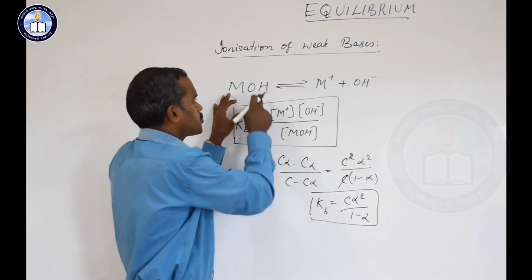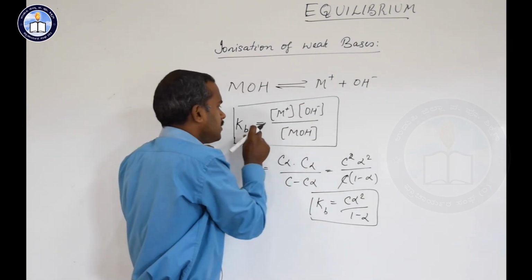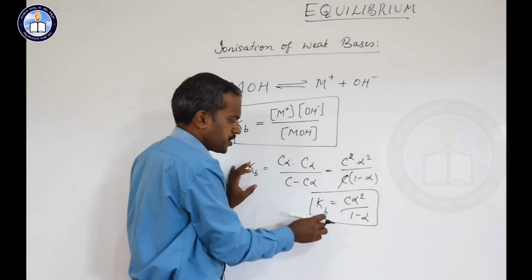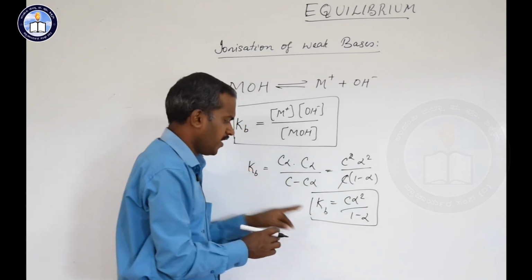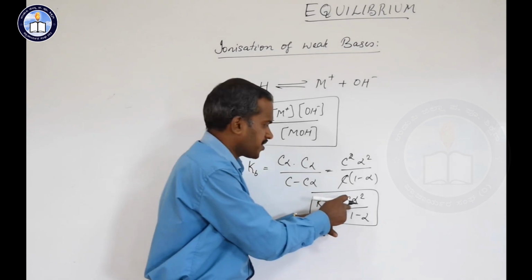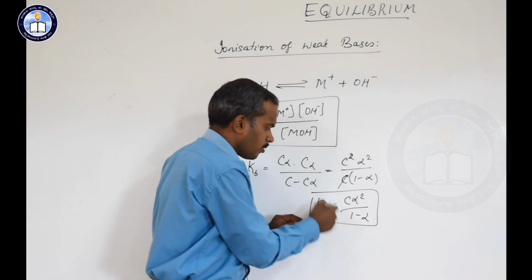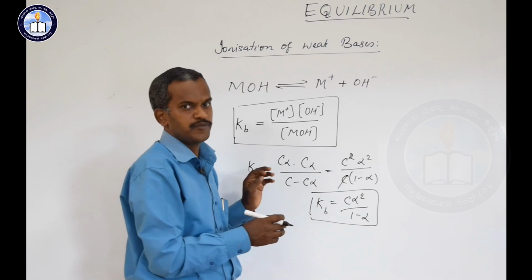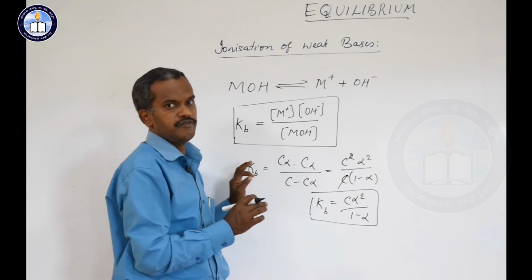So you understood it is a weak base undergoing partial dissociation, and this is its dissociation constant. Alternatively, we can write the dissociation constant like this: Kb is equal to C alpha square divided by 1 minus alpha, where Kb is the dissociation constant of the weak base, C is the concentration, and alpha is the extent of dissociation. So that you can easily calculate based on whatever values are given in the problems. So that is easy about the dissociation constant of a weak base.